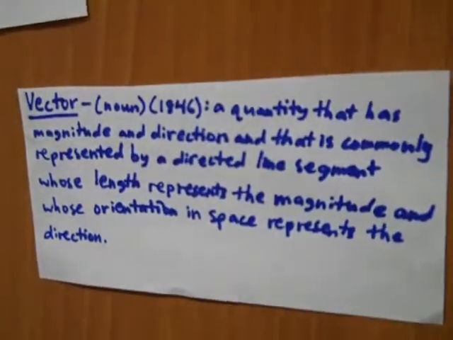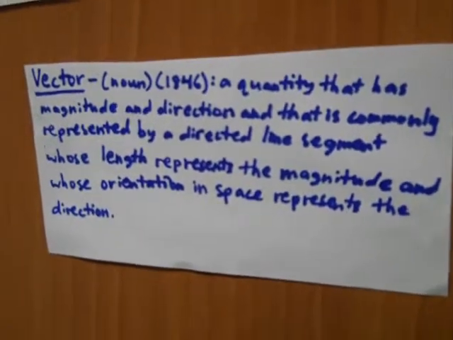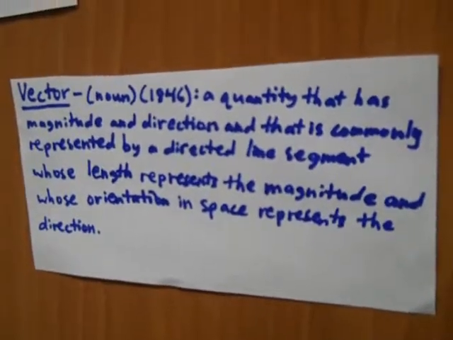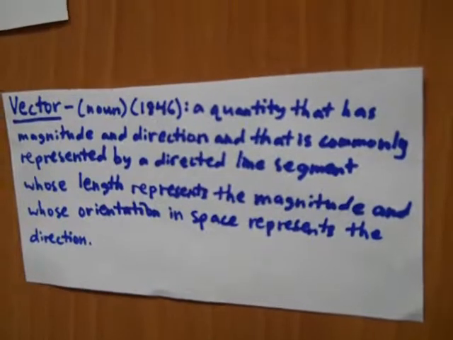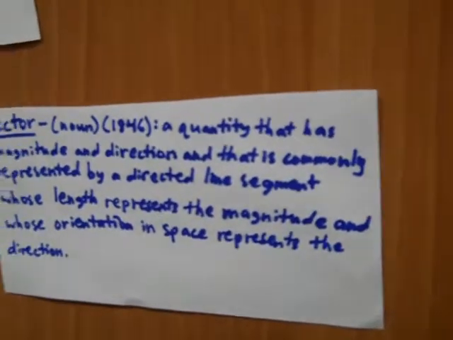It's a noun, 1846. It's a quantity that has magnitude and direction, and that is commonly represented by a directed line segment whose length represents the magnitude and whose orientation in space represents the direction.